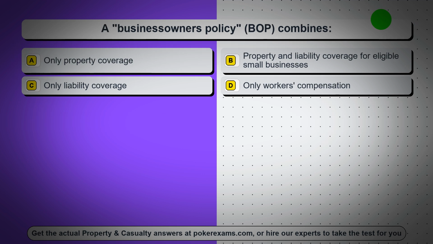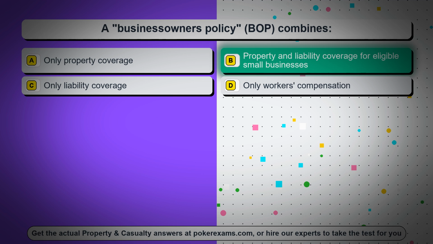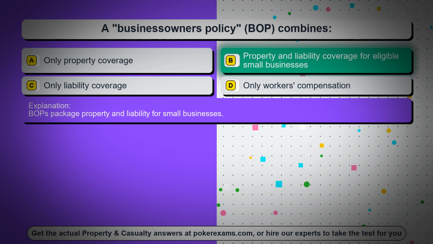Question 90. A Business Owner's Policy, BOP, combines: Option A, only property coverage. Option B, property and liability coverage for eligible small businesses. Option C, only liability coverage. Option D, only workers' compensation. The correct answer is option B, property and liability coverage for eligible small businesses. BOPs package property and liability for small businesses.